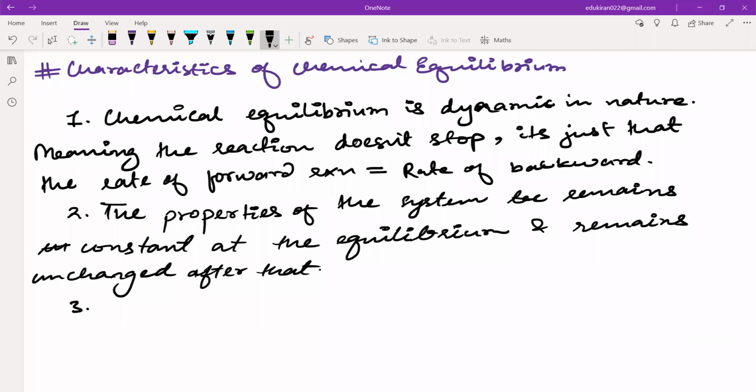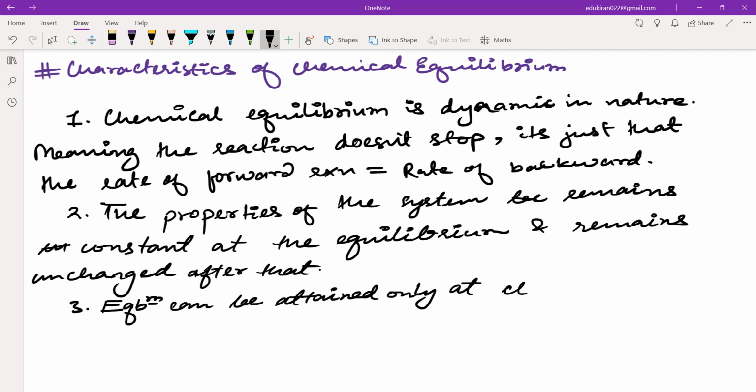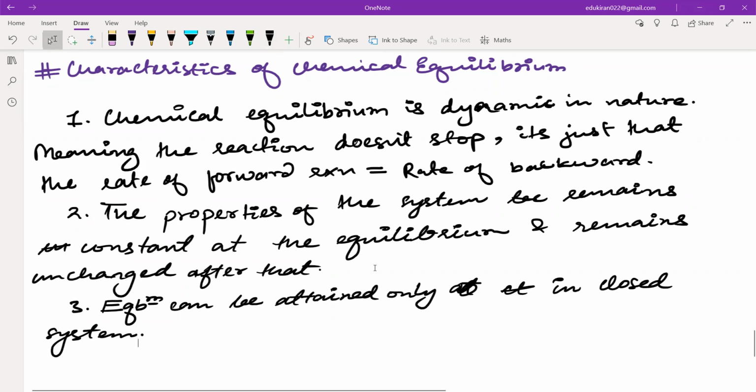Right, the third point. Equilibrium can be attained only in a closed system. Because if we have an open system, then more reactants or products can be added, and then the equilibrium will not be attained. For example, if we have some reaction in which gas is forming in an open system, the gas will escape out, then the reverse reaction is not possible. That is why equilibrium can only be attained if we have a closed system.